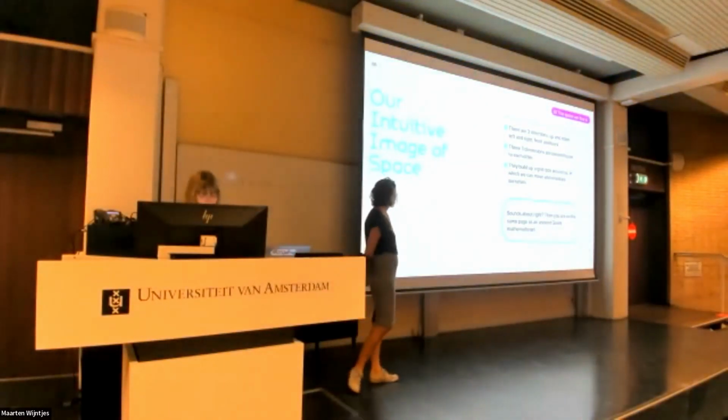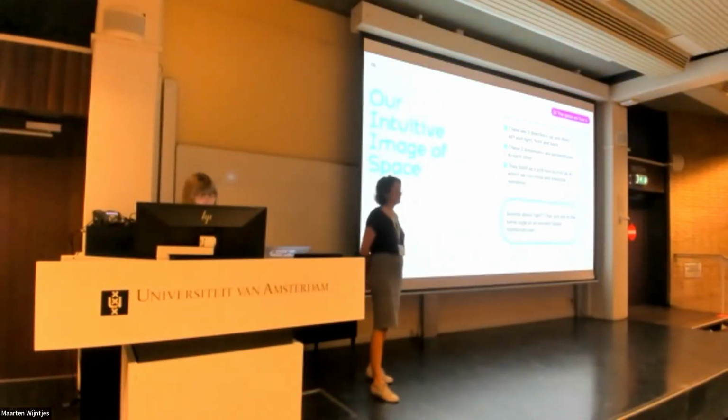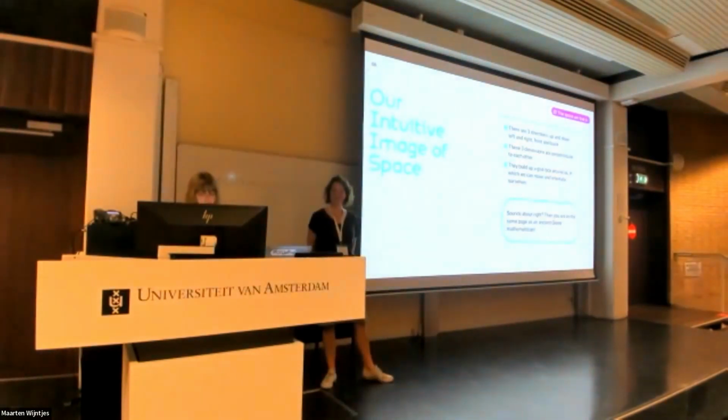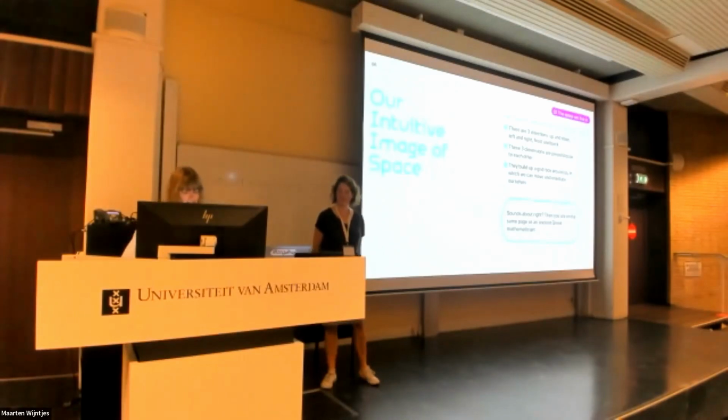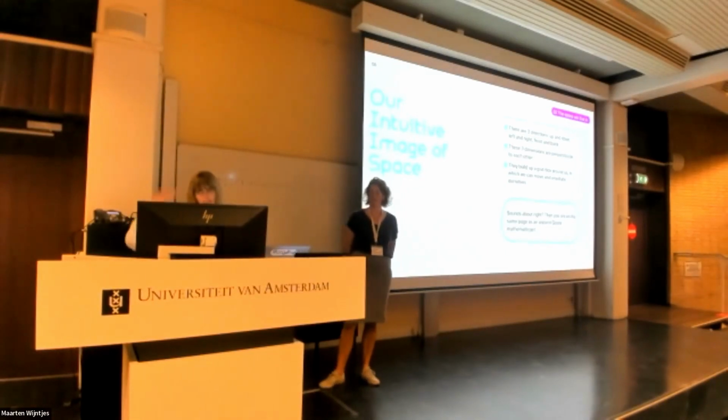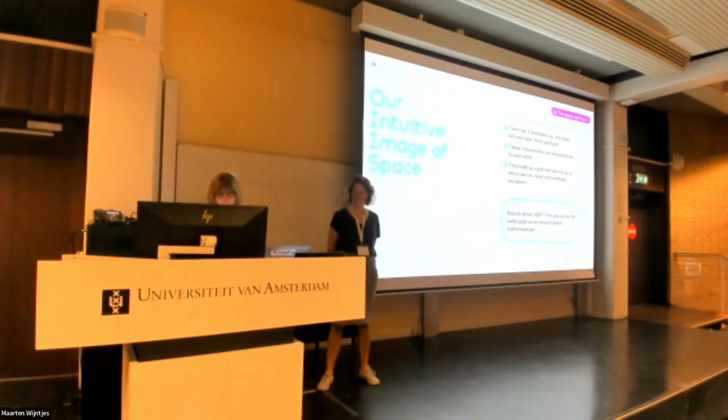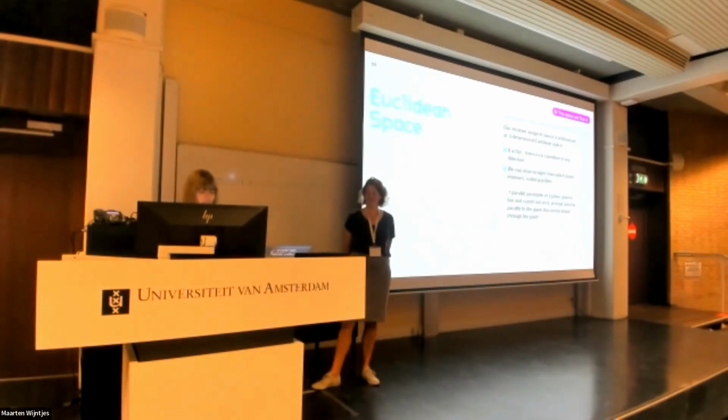Here are some suggestions. There are 3 directions. You can go up and down, left and right, and front and back. And these 3 dimensions are perpendicular to each other. So they kind of build up a straight box around you, like a container in which we can move and orientate ourselves. So if you agree so far, you're on the same page with an ancient Greek mathematician called Euclid, because our intuitive image of space is pretty much a 3-dimensional Euclidean space.